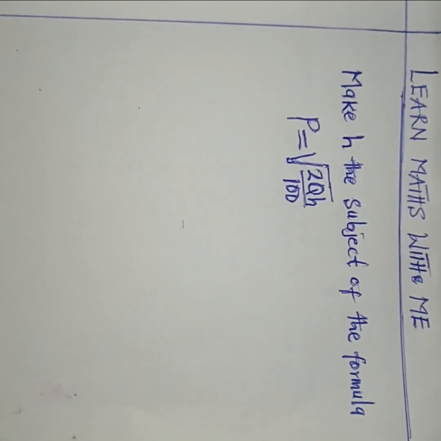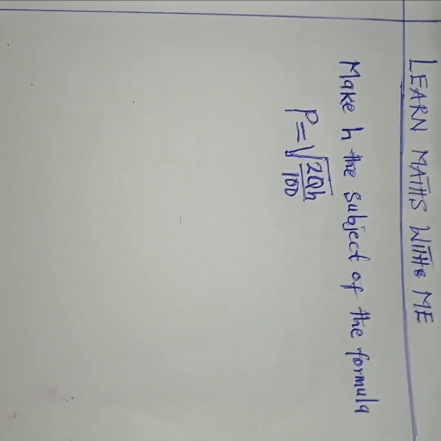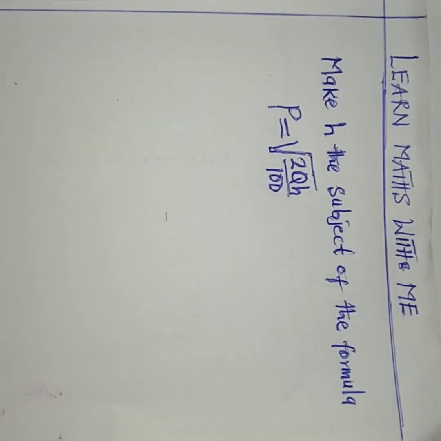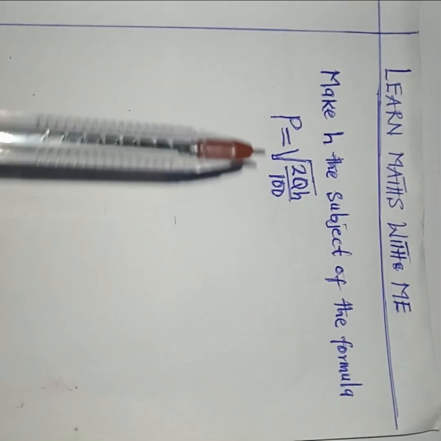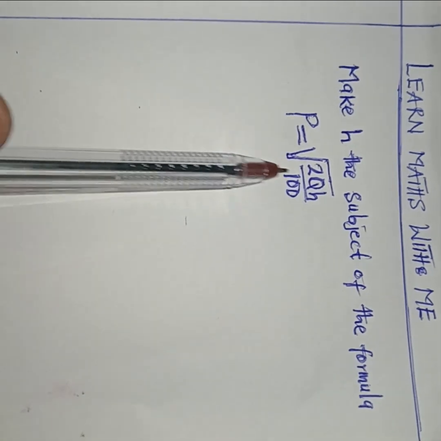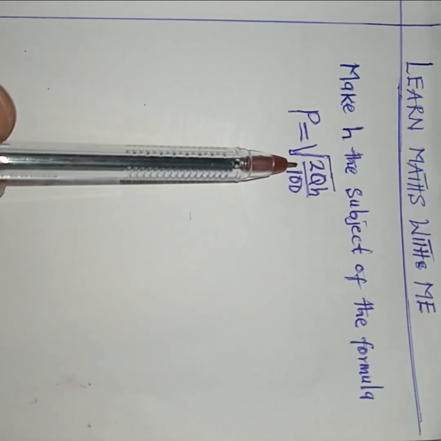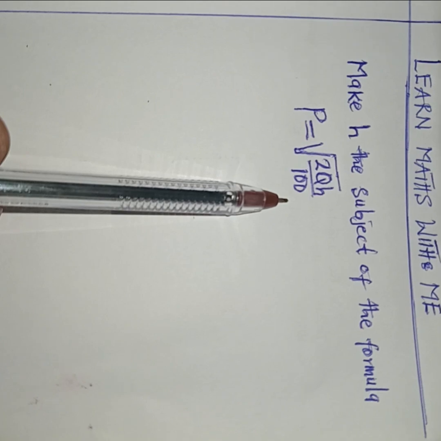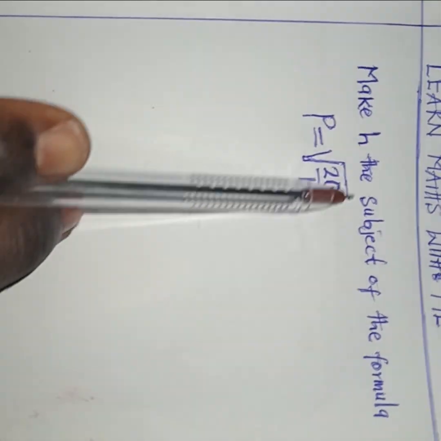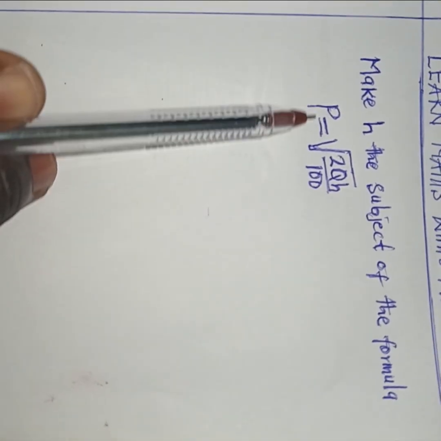Now before I go further to solve the problem, I would like to explain so that you guys can understand what change of formula is all about. Now if you look at this formula, P is equal to the square root of 2qh all over 100. Change of formula means, if you look at this formula, P is standing alone while all these others are standing together. So at this point, P is the subject of the formula.